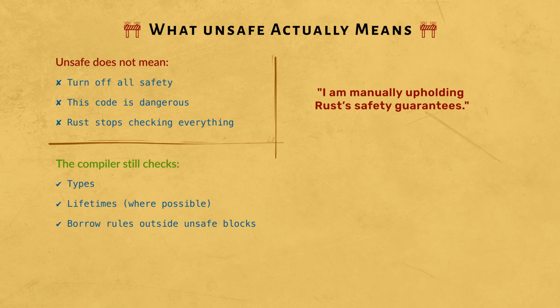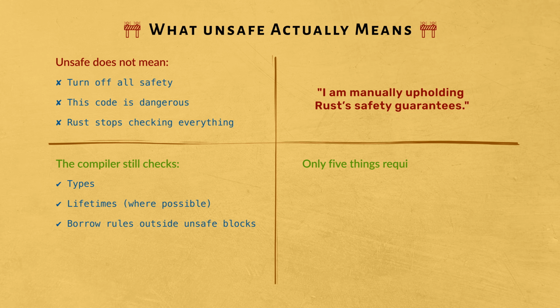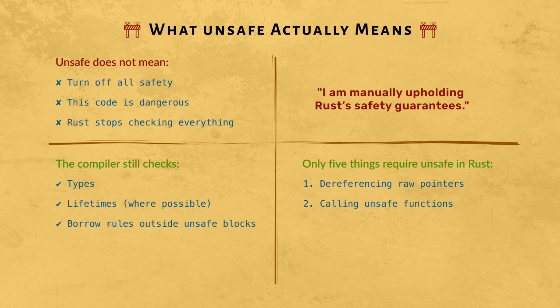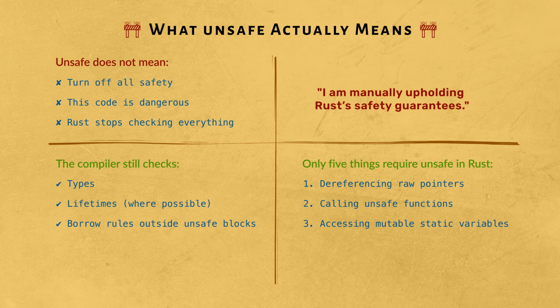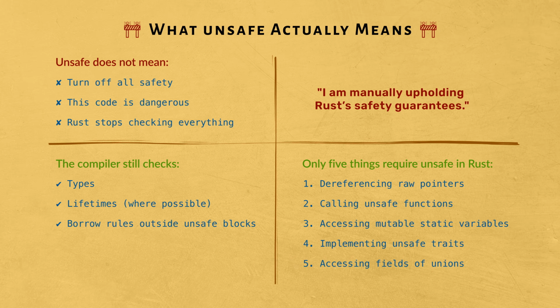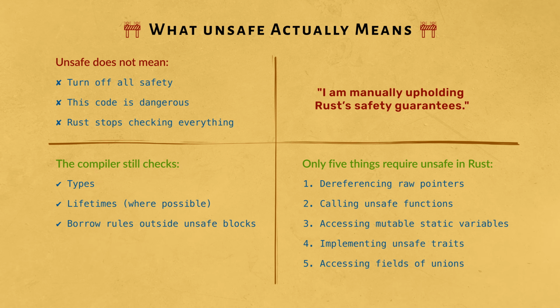Borrow rules outside unsafe blocks. Only 5 things require unsafe in Rust. Dereferencing raw pointers. Calling unsafe functions. Accessing mutable static variables. Implementing unsafe traits. Accessing fields of unions. Everything else remains safe.